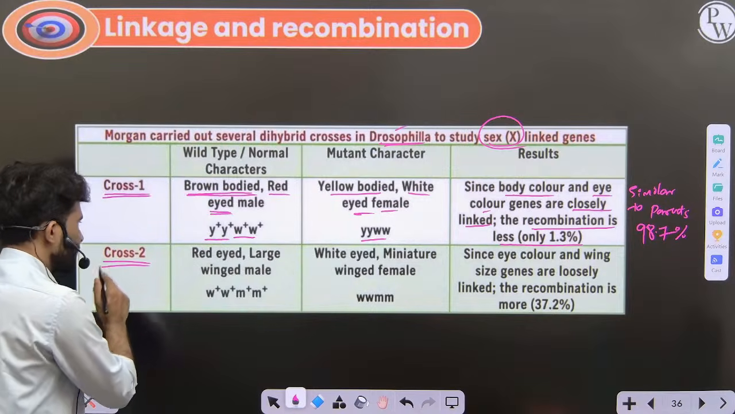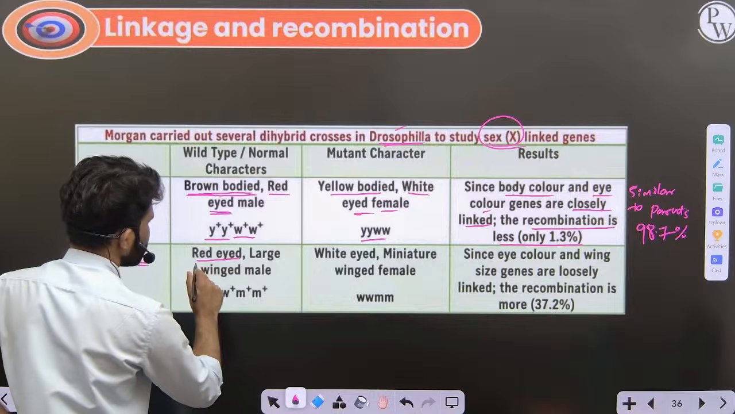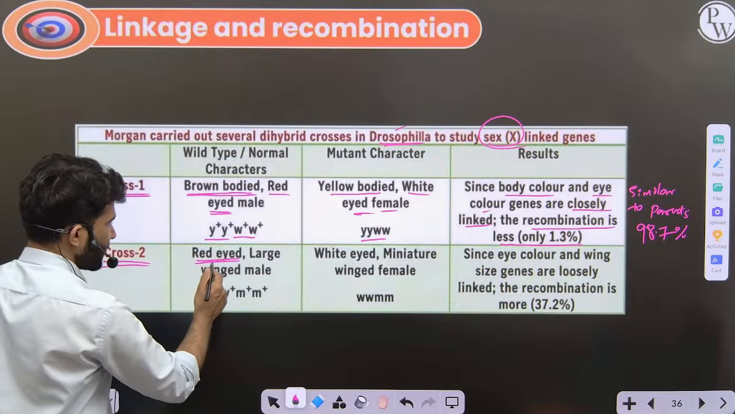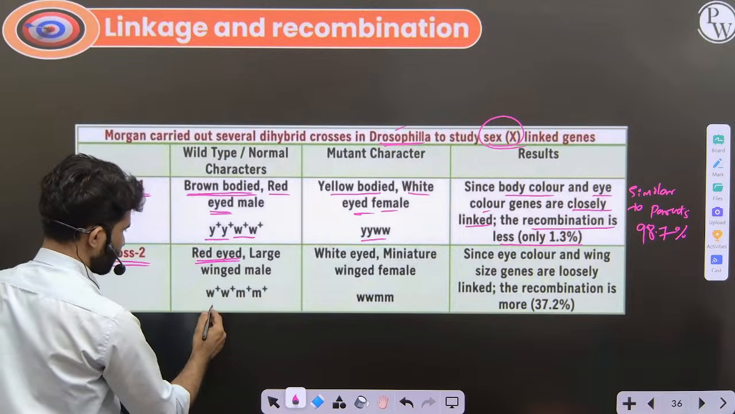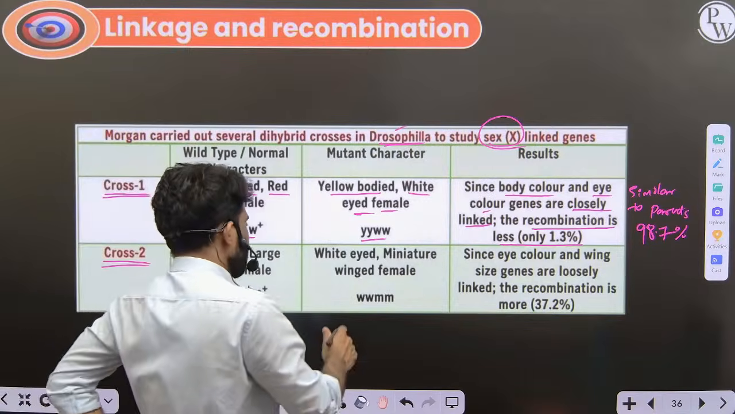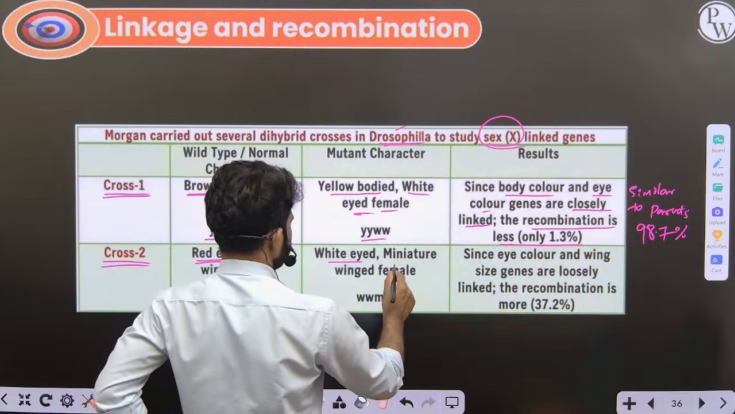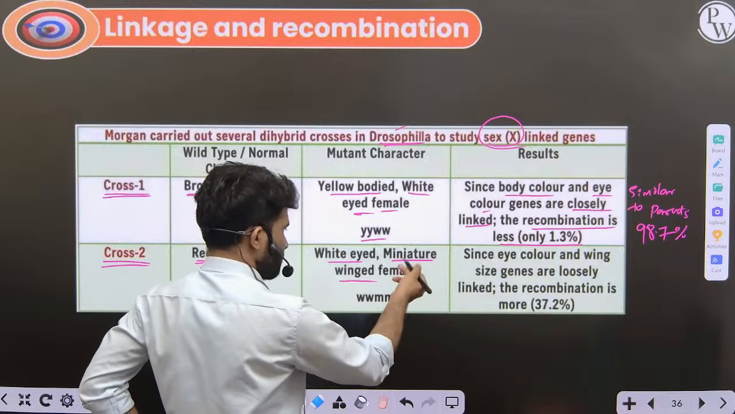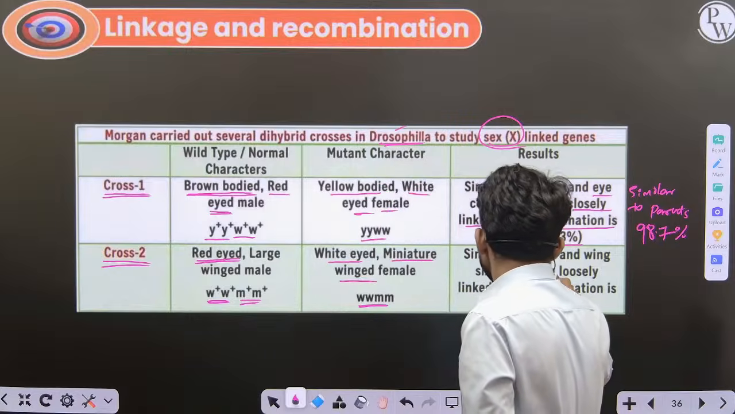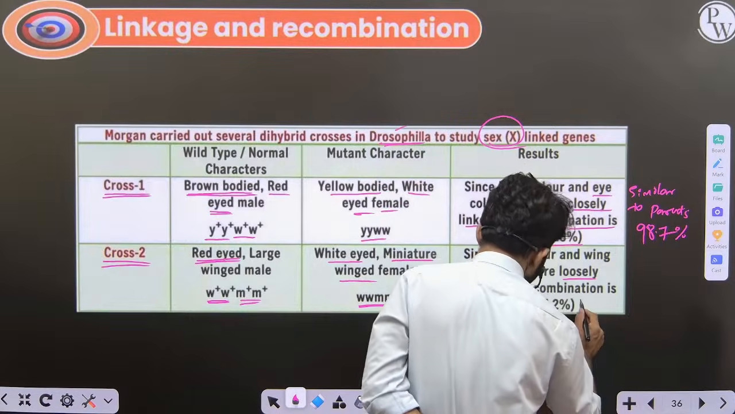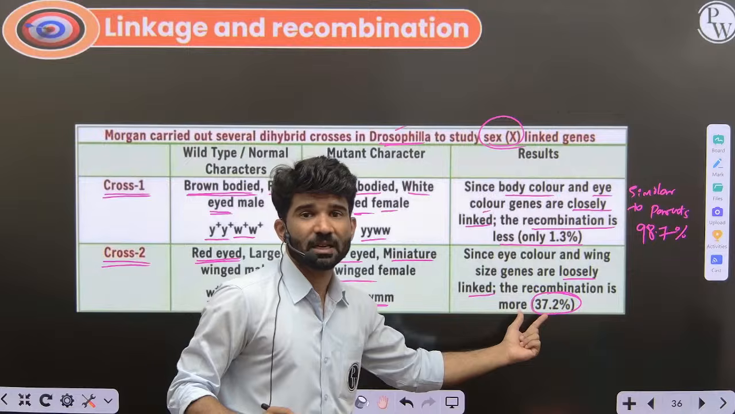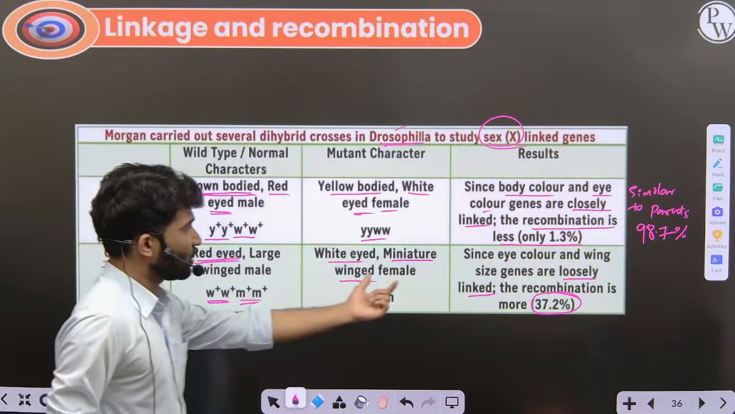But in the second crossing, here it is red eyed. He has taken eye color as well as wing size. Red eyed and large winged male Drosophila, that is of the wild variety. So he crossed it with a mutant character, that is white eyed as well as smaller, miniature wings. When these are crossed, where the genes are loosely linked, what is the frequency of recombination? 37.2% recombination frequency, where the genes are loosely linked.